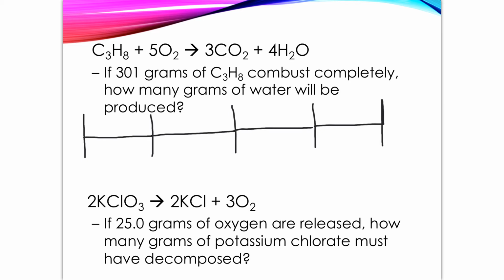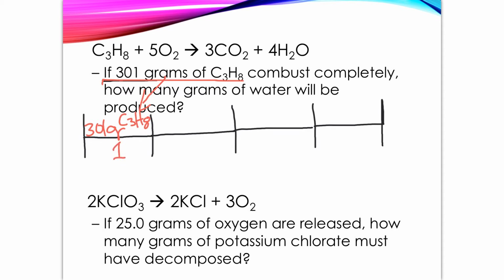So I'm going to read the problem, and I'm going to see that in this case, this is our given right here: 300 grams of C3H8. So by definition, the given goes in this box here. So we're just going to write 300 grams of C3H8, and then we're going to put that over 1.